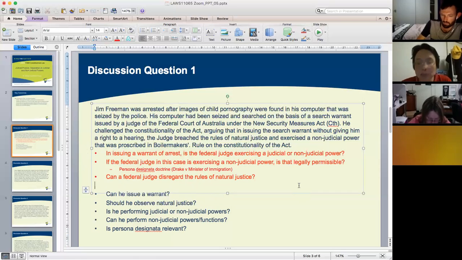Hi, this is B. I think it's perfectly fine when he's not acting in a judicial capacity. There is actually no requirement that the rules of natural justice be applied. Perfect. In fact, his decision is not appealable because it's not a judicial decision. Well done. So that's perfect, B.